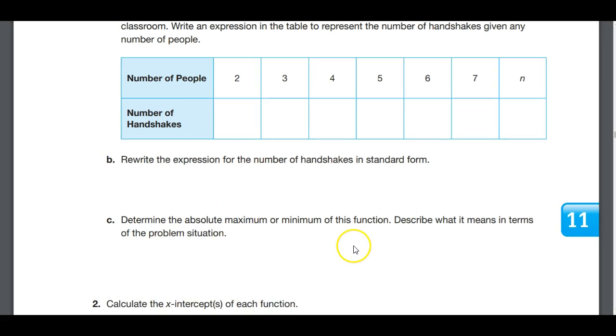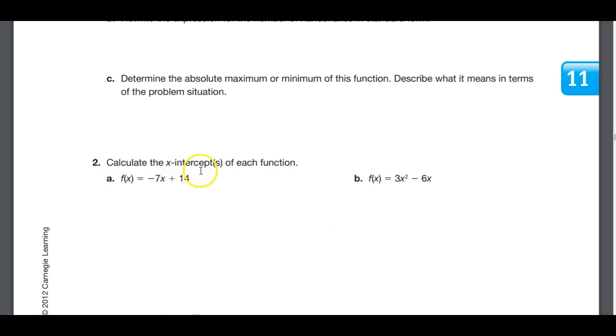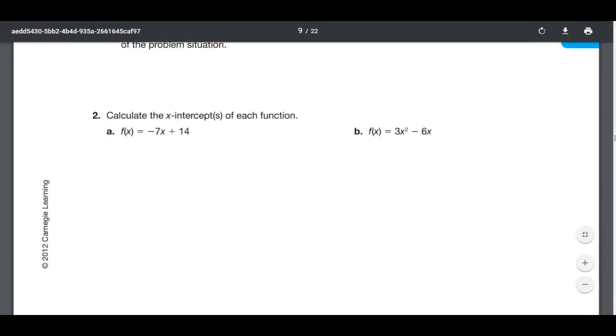Okay, so each morning we worked through this in class a little bit, right? So I'm going to skip through that. I think we got through that in that case. So now we need to calculate the x-intercepts of each function. So I'll start right here at 2a and then 2b.